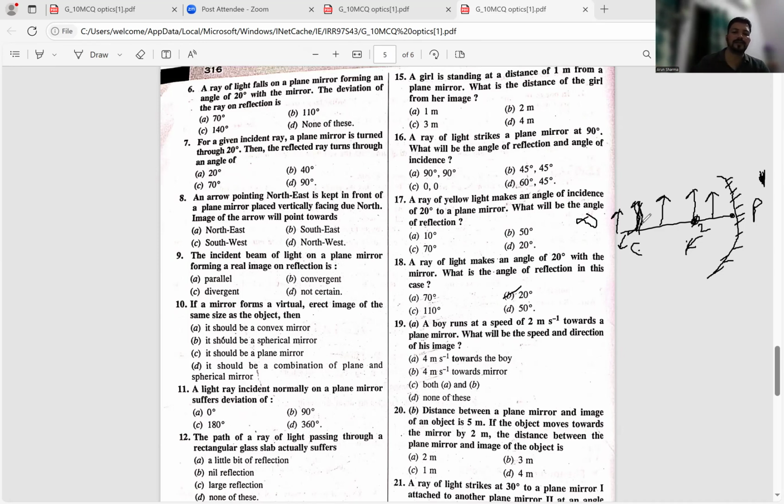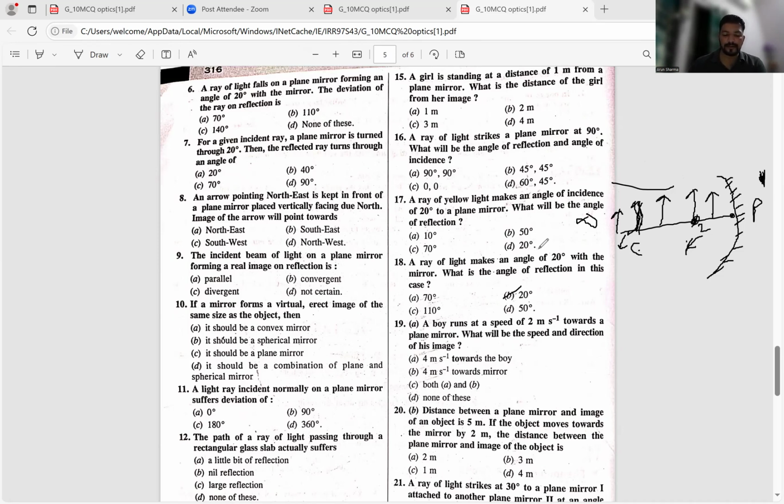But here the question is regarding a plane mirror. But you know this concept. So how to solve this question? The question: determine the speed and direction of the image of a boy in a plane mirror when the boy runs toward it.